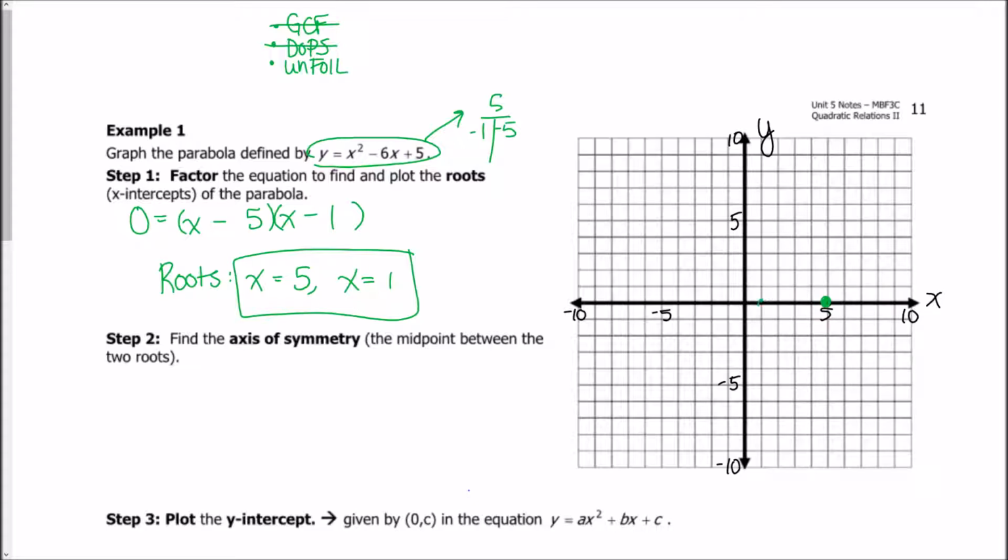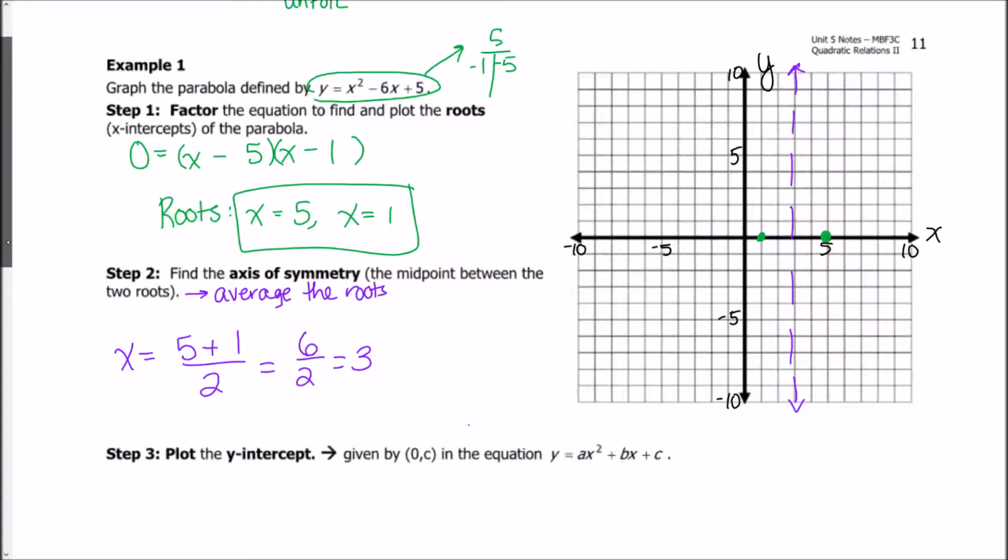and at 1. Okay, so now find the axis of symmetry. It's the midpoint between the two roots. Just a reminder, you just have to average the two roots. And to find an average, we add up our two numbers, so 5 plus 1, and divide that by 2. So 5 plus 1 is 6. 6 divided by 2 is 3. So if I take a look right here, I can see that my axis of symmetry occurs when x is equal to 3. Okay, notice how this is right at 3.